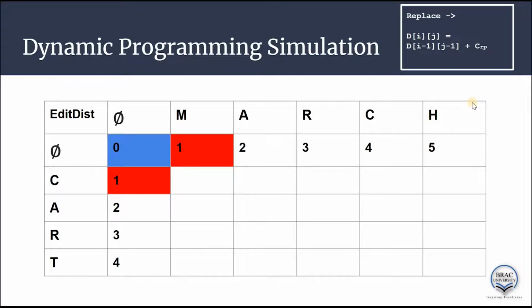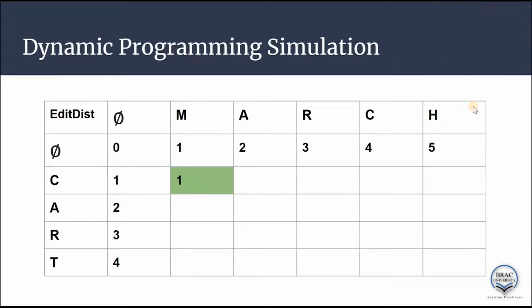Now C and M do not match. So we replace C with M and take the minimum value from the marked cells and add 1 to it. Here, the minimum value is the highlighted blue cell. So after getting the minimum, we add 1 to it and we get 1.